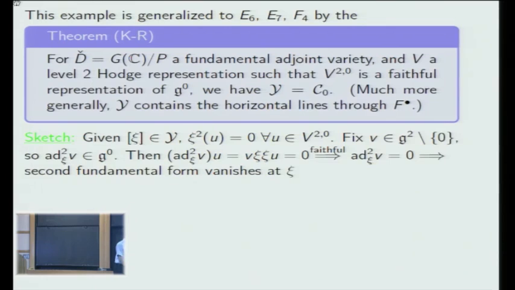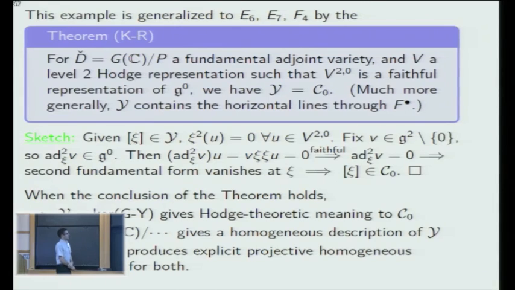And so the second fundamental form, this requires a little work. Second fundamental form vanishes at xi, and xi is in the variety of lines. Okay? Second fundamental form for the minimal embedding. So when the conclusion of the theorem holds, Y gives a Hodge theoretic meaning to C naught, gives a homogeneous description of Y, and this is what I like. Ad squared xi of v produces explicit projective homogeneous equations for both of them at once.